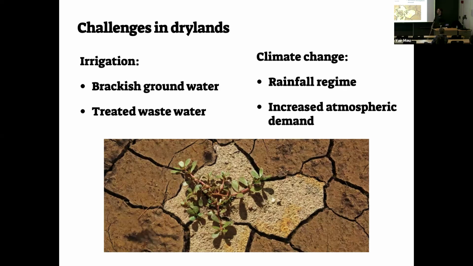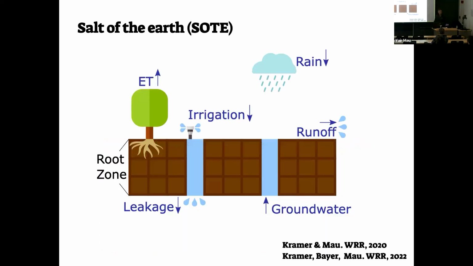But what happens when the rainfall regime changes? We can be talking about the length of the season, how strong the rainfall events are, and what happens when we have a hotter and drier atmosphere. So you increase the atmospheric demand. For that, we developed the salt of the earth model.